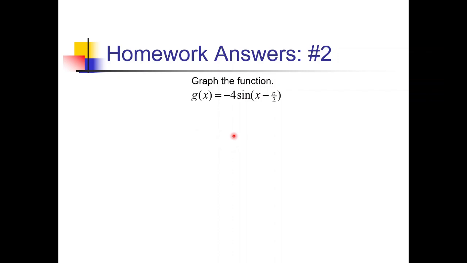For this problem, let's check out the transformations that are happening. So we have a negative 4 outside the function. The negative gives us a vertical reflection. The 4 gives us a vertical stretch. And then this minus pi over 2 inside the function is giving us a translation of right pi over 2. So vertical reflection and stretch and translation right pi over 2.